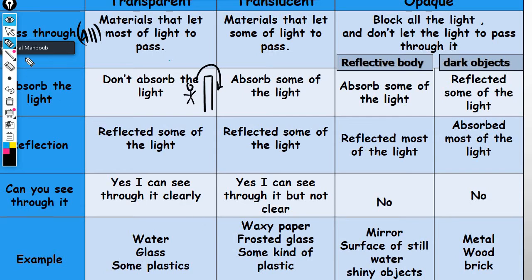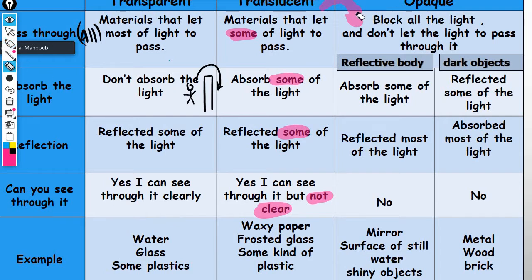This is the transparent. Translucent, focus on the word "some." Can you see this word all the time? Some. Some of the light passes through it, it absorbs some of the light, and reflects some of the light, because translucent is between opaque and transparent. It does not let all the light pass through like transparent, and does not block all the light like opaque. You can see what is behind, but not clearly. Like waxy paper, frosted glass, some kinds of plastic, and so on.